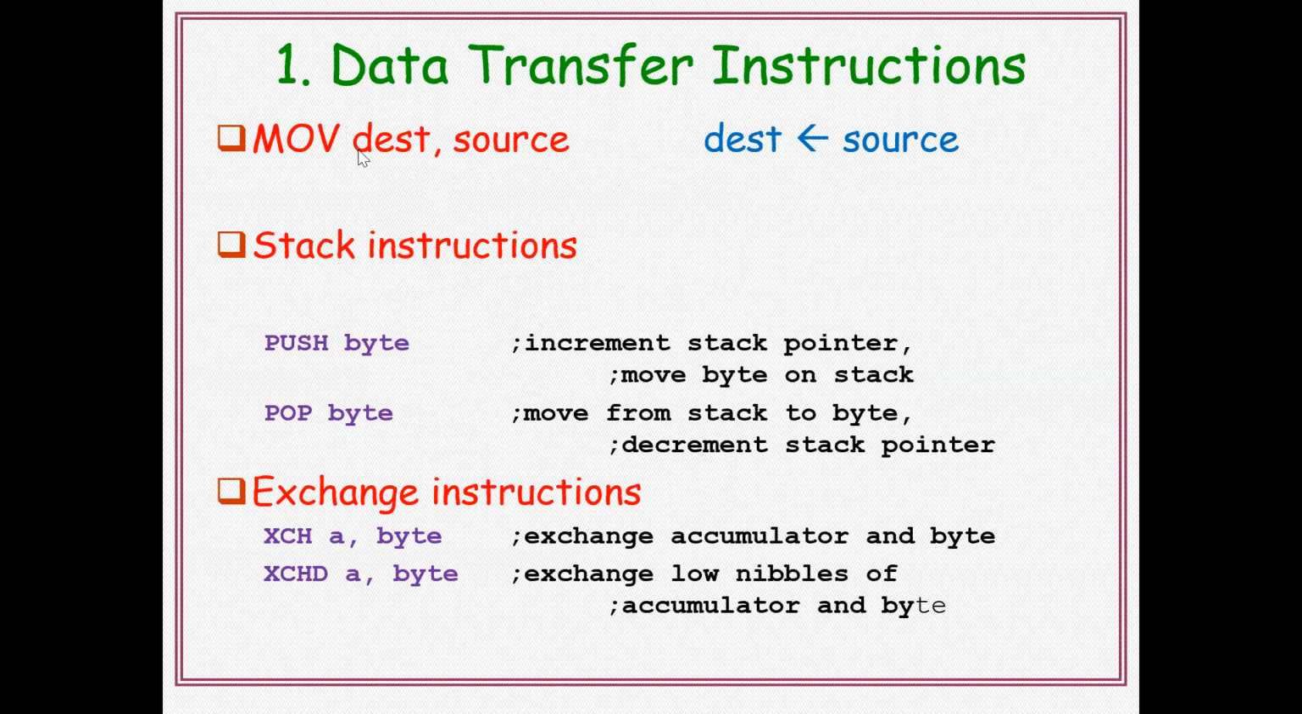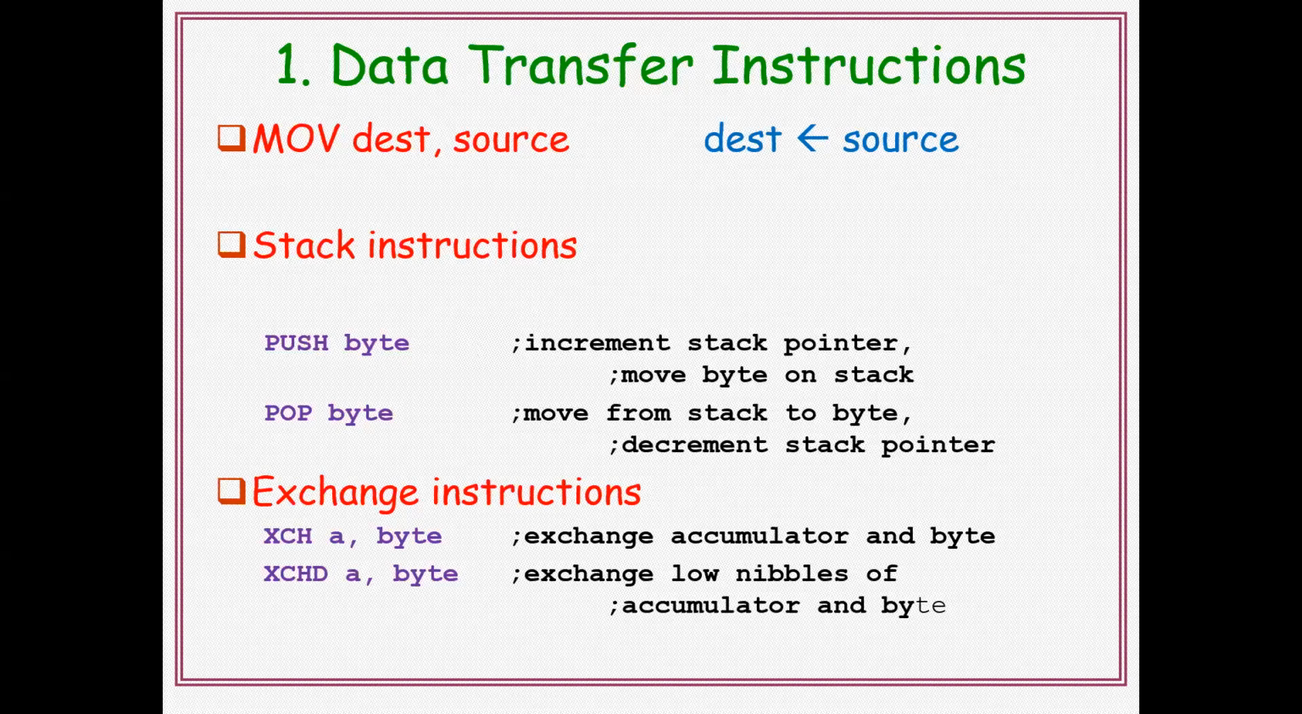And the second data transfer instructions are PUSH and POP. These are the two instructions supported by the stack operations. A push byte indicates increment stack pointer, move byte on stack. Pop operation indicates move from stack to the byte, decrement stack pointer.